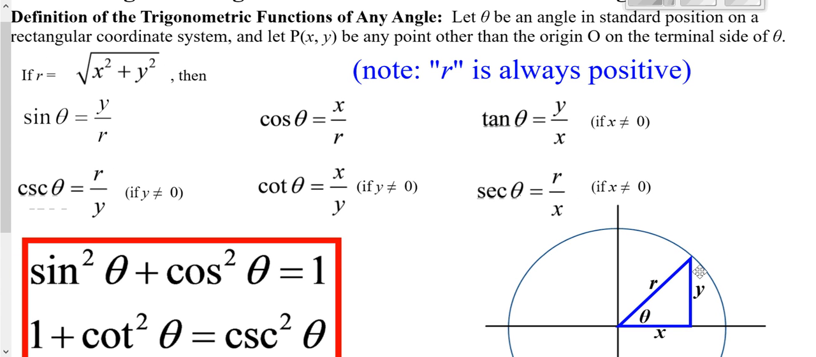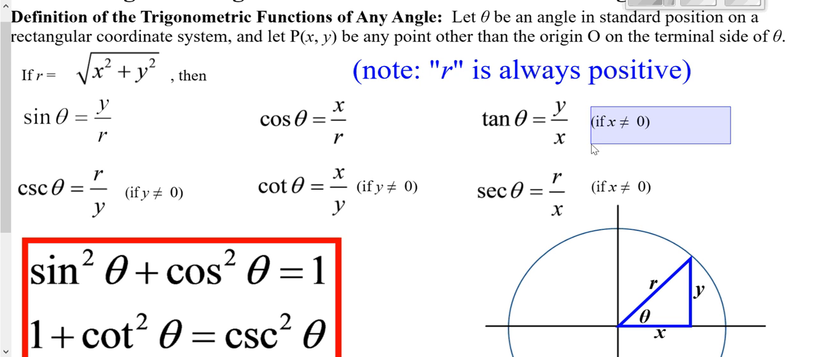And then we have tangent. Tangent is opposite of y over adjacent of x. And then, of course, we have the three reciprocal functions underneath. The reciprocal of sine is cosecant, so you flip it upside down. The reciprocal of cosine is secant, so you flip that upside down. The reciprocal of tangent is cotangent, so you flip it upside down.